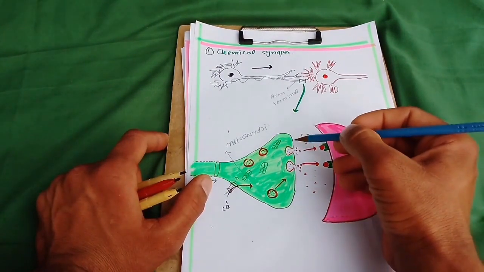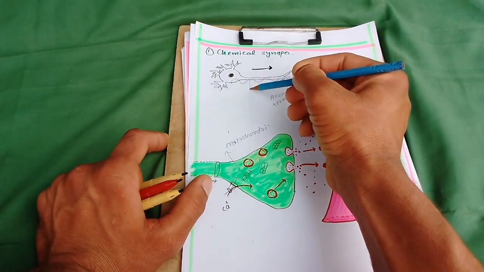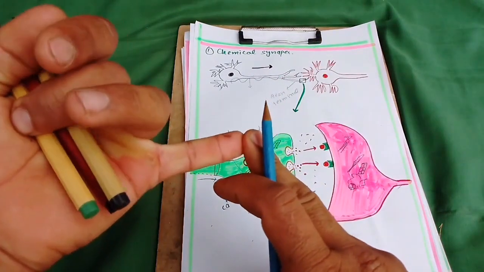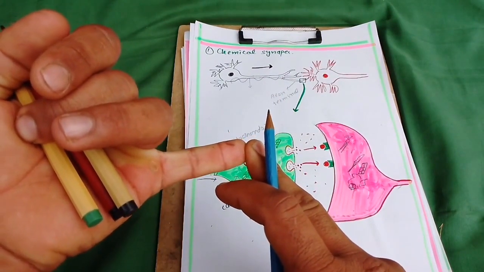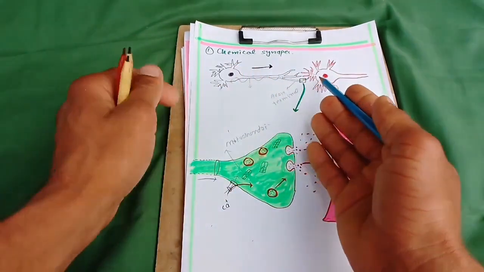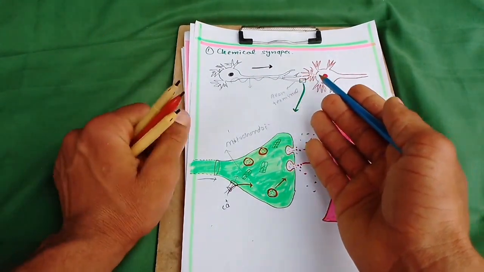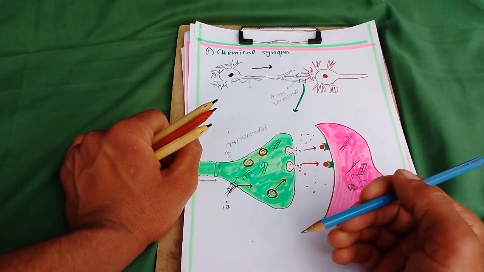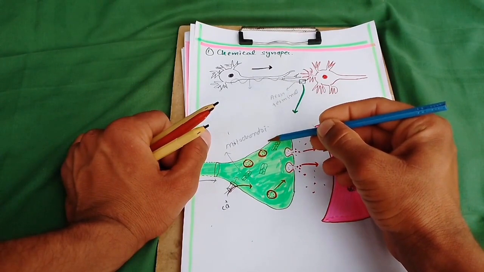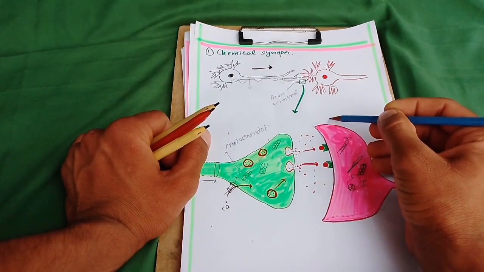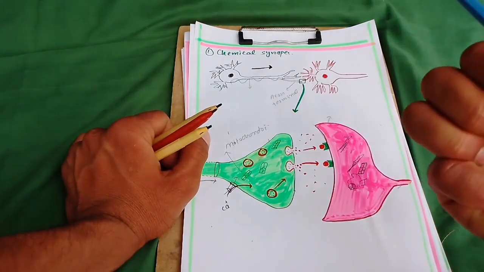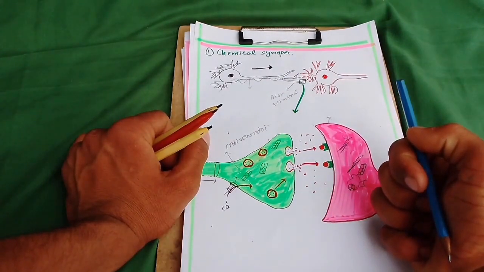What is this neuron called? This neuron is called the presynaptic neuron. What is a presynaptic neuron? Presynaptic neurons are those neurons whose axon gives a message to another neuron. So this neuron is called the presynaptic neuron, while this neuron is called the postsynaptic neuron. What is a postsynaptic neuron? Those neurons which receive a message from another axon are called postsynaptic neurons.